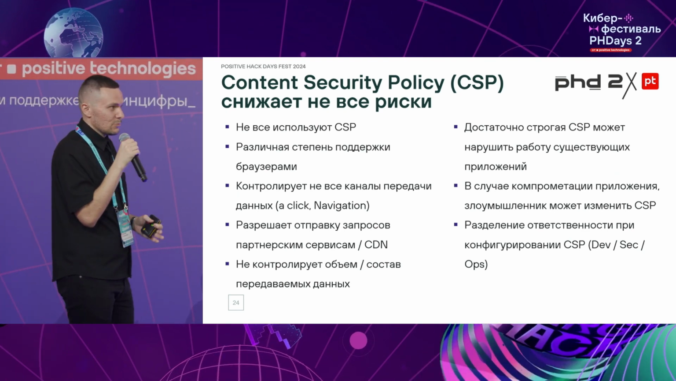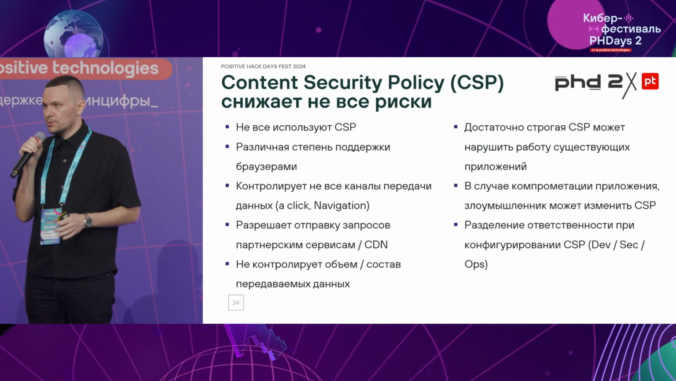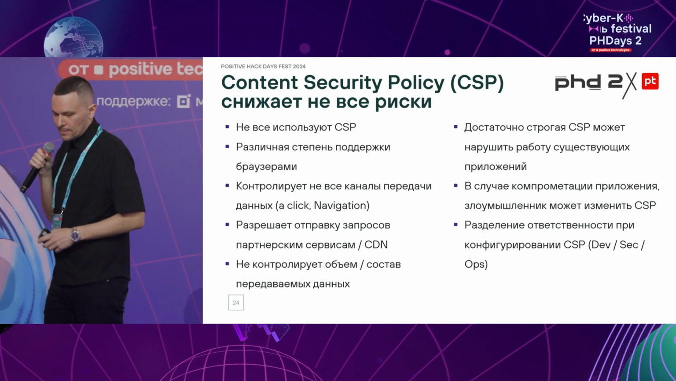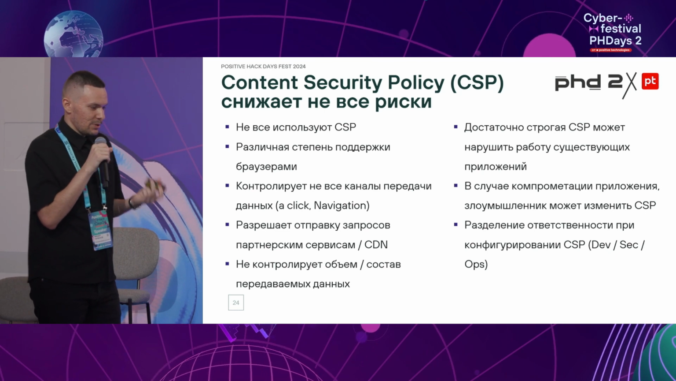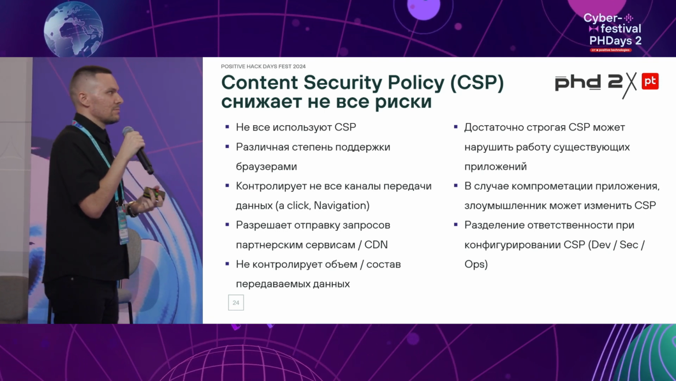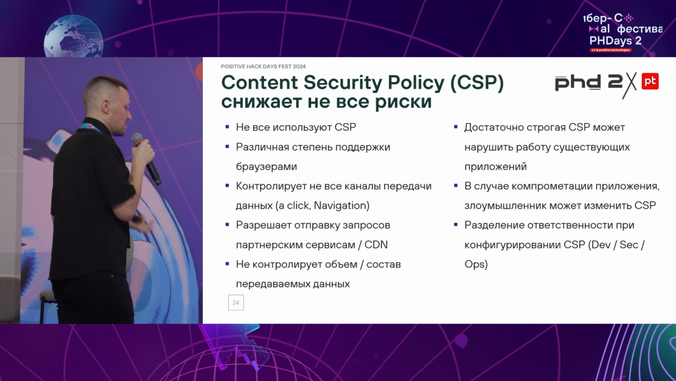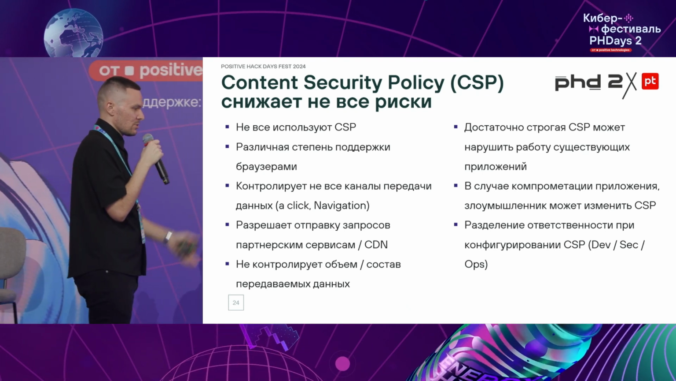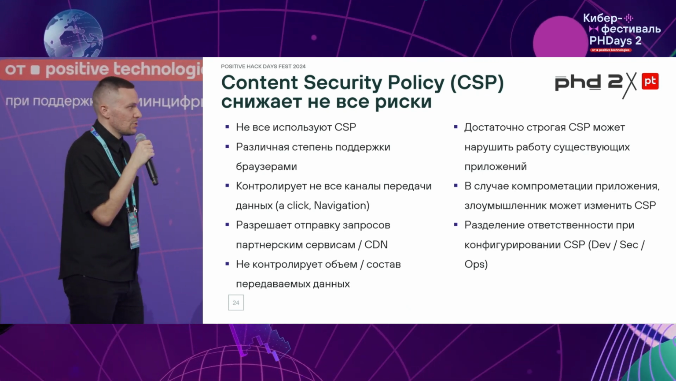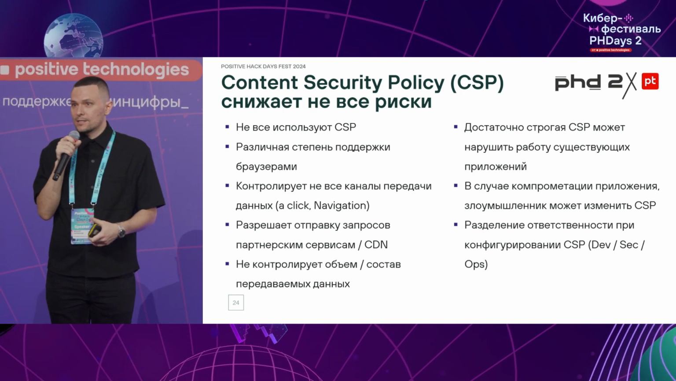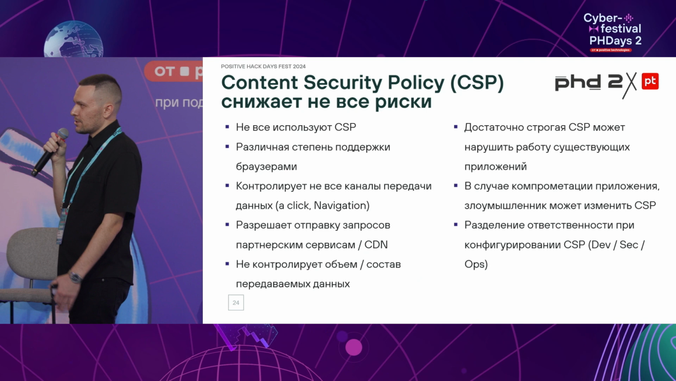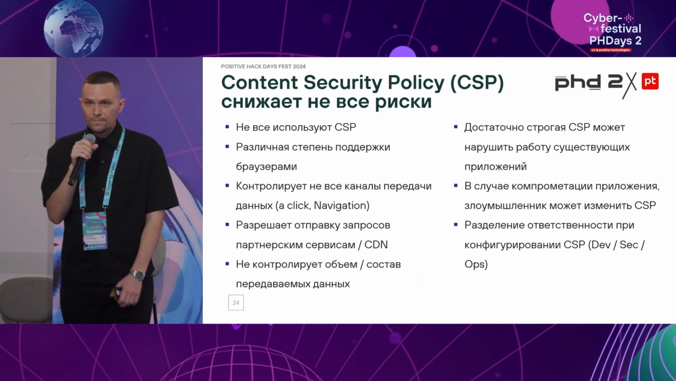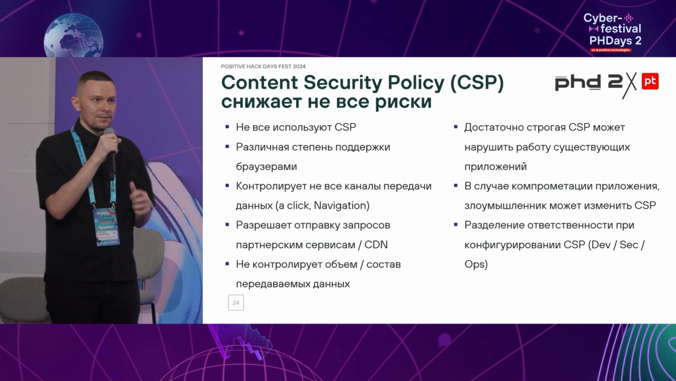Also, it doesn't control the volume of data transferred. So yes, they have permitted what you can transfer, but what actually is being transferred, nobody knows. Another problem: in case of compromising the application server, a criminal can compromise CSP. CSP is a regular HTTP header, and he can replace it the way he wants. In PCI DSS, for these purposes, they have implemented a requirement to control the integrity of the header.